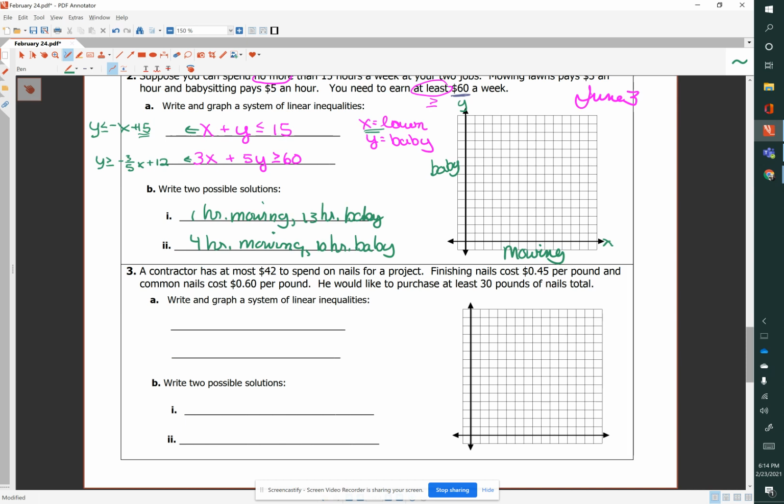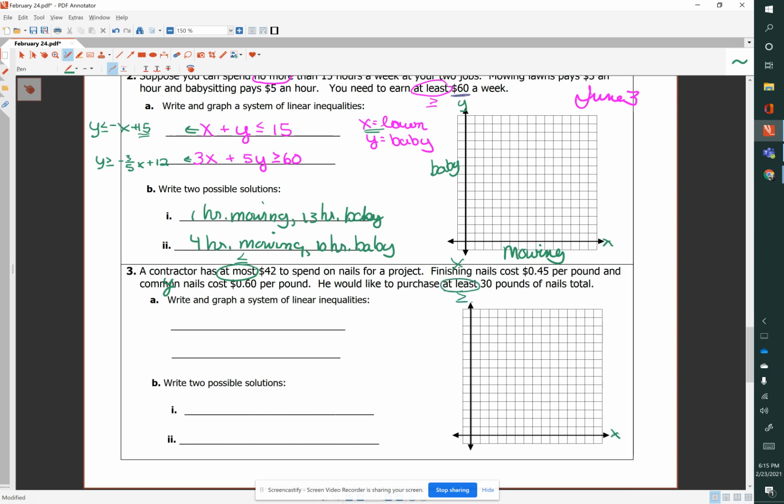So let's move on to problem 3. A contractor has at most $42 to spend on nails for a budget. At most is going to be our less than or equal to. Finishing nails cost $45 a pound, so let's make that our X, finishing nails. And common nails, that will be our Y, cost $60 per pound. He would like to purchase at least 30 pounds of nails. So at least will be our greater than or equal to.